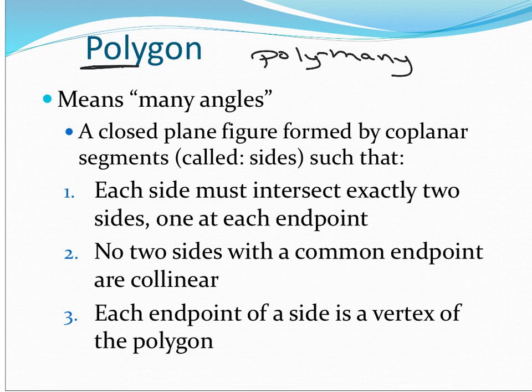So a polygon is a closed plane figure formed by coplanar segments, which are called sides, such that all three of these things are going to occur. And these three things are: each side must intersect exactly two sides, one at each endpoint. Second thing, no two sides with a common endpoint are collinear. And each endpoint of a side is a vertex of the polygon.